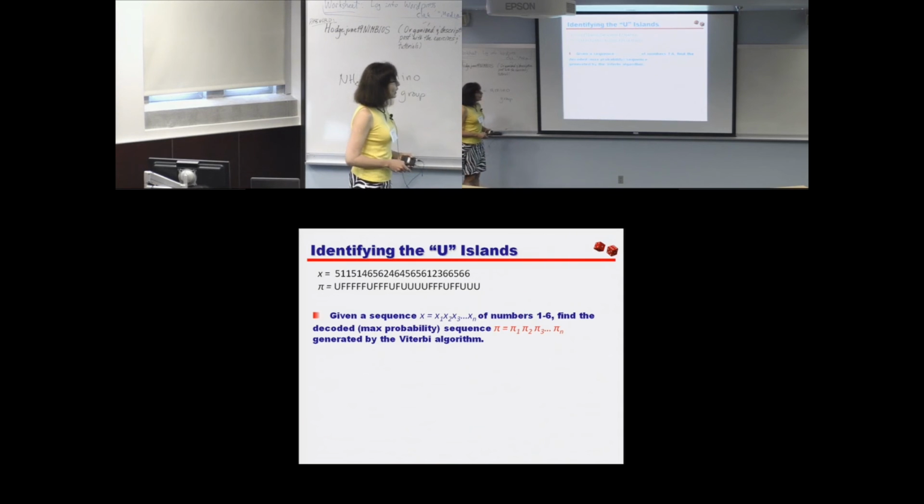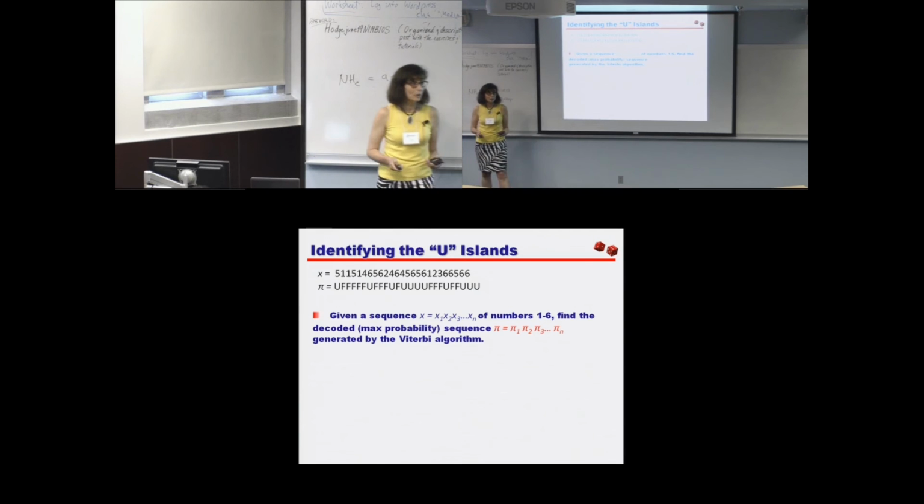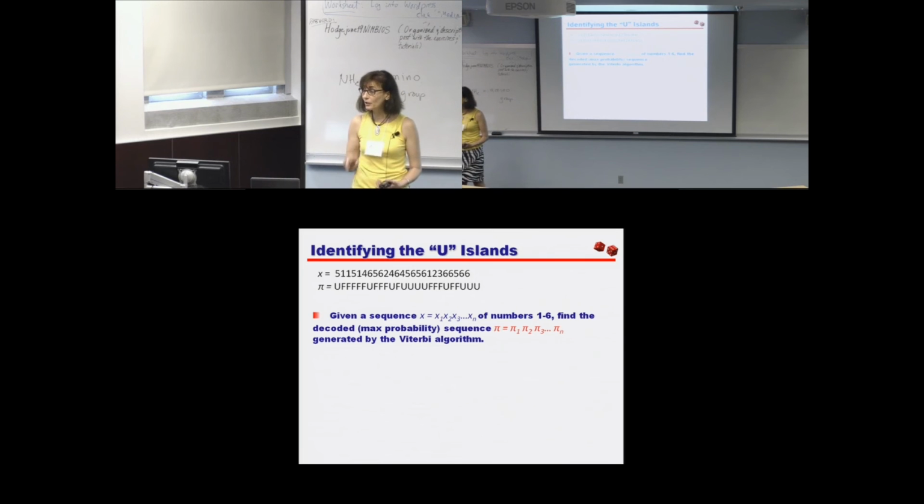OK, so in that sense, when we're talking about the occasionally dishonest casino, we are trying to identify the islands, right? So let's say I want to know where those guys are cheating on me. When are they using the loaded die, the unfair die?